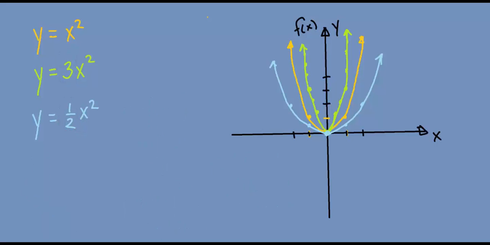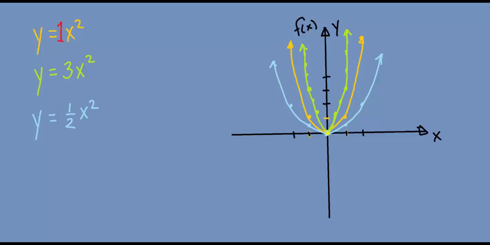And remember, there was an invisible 1 in front of our original parent function. So if that's sort of the medium width, let's say we call 1 medium width, anything bigger than 1, like that 3, is going to make it narrower. So higher numbers make parabolas narrower, and then anything less than 1 makes them wider.